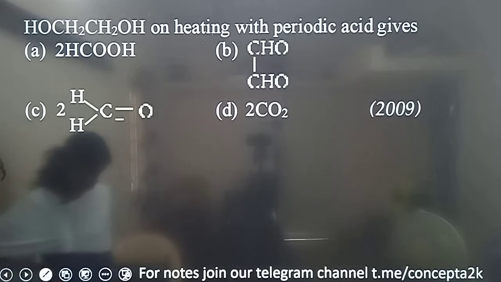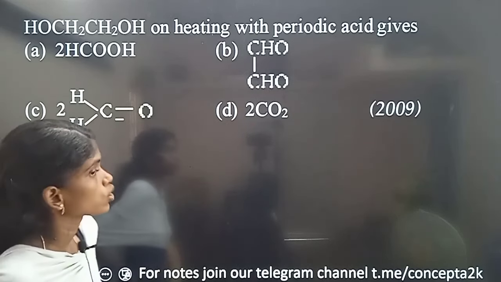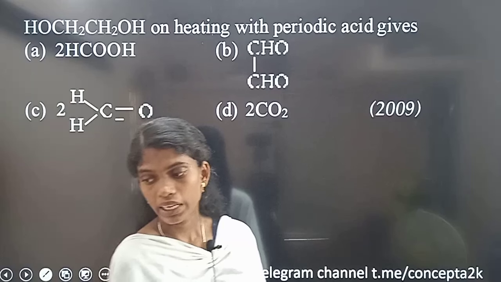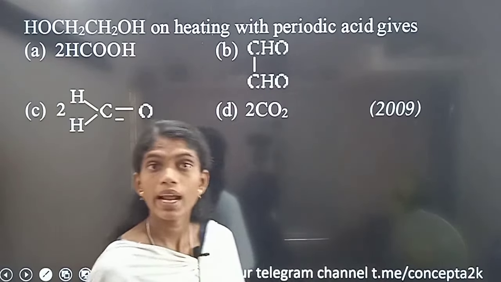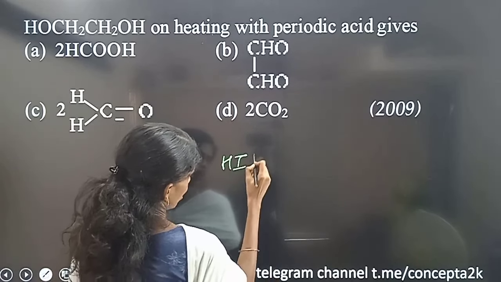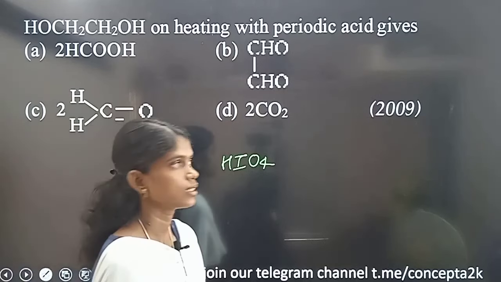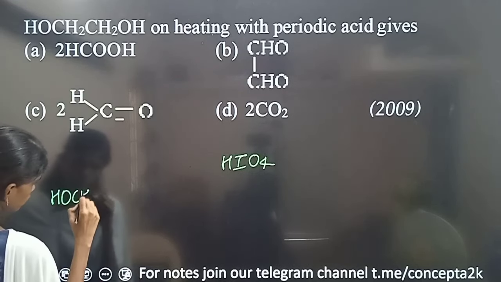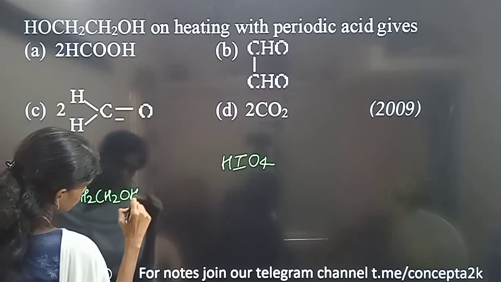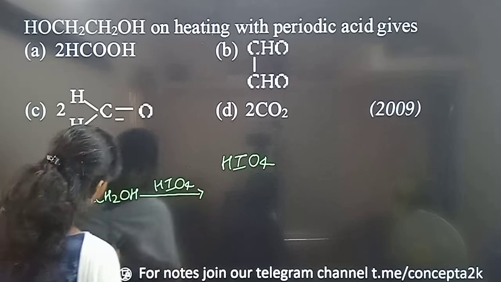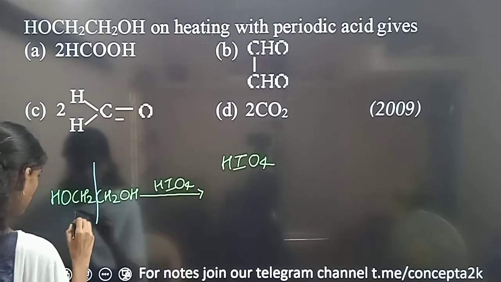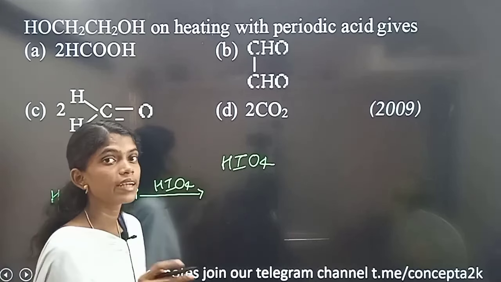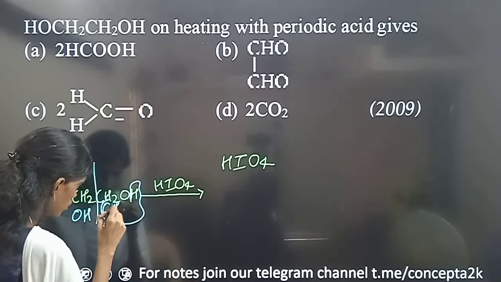Okay, this is glycerin, CH2OH, CH2OH. It is heated with periodic acid, HIO4. So, this is our periodic acid. Okay, when it is heated with it, this bond will be broken and there will be addition of OH on these two carbons. Okay, so the presence of two OH groups is unstable on a carbon, so H2O will be eliminated.